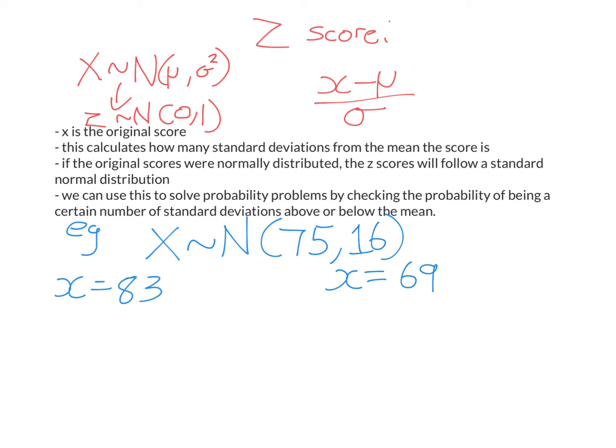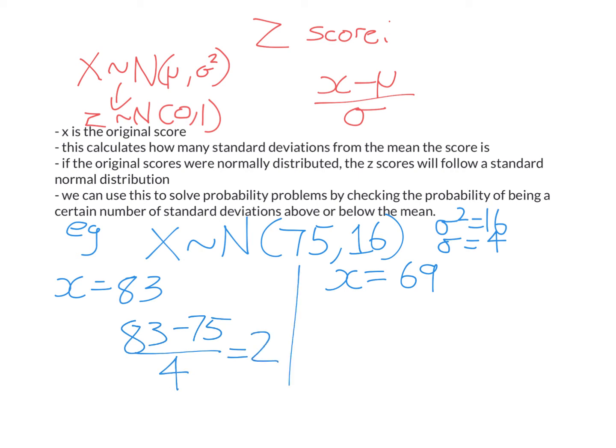So here's our example. We have scores from a normal distribution with mean 75 and variance 16. Note the variance is 16, which means the standard deviation is the square root of 16, which is 4. So I'm going to convert this score here to a Z score. It's score minus the mean divided by the standard deviation. If you put that on your calculator, you just get 2. So this number 2 is saying that this score is 2 standard deviations above the mean.